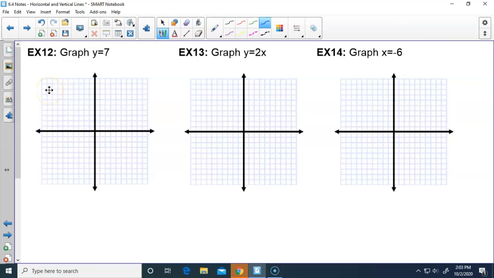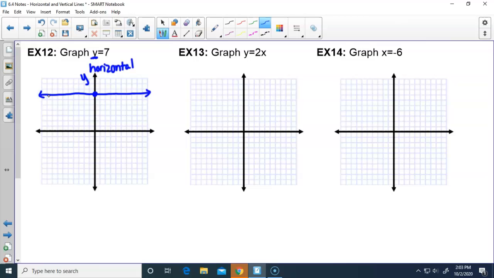All right, just a few last problems here. If we want to graph y equals 7, we've got a y equals just a single number. This is going to be horizontal. So on the y-axis, we're going to cross the y-axis at 7. So we're going to have this horizontal line here.